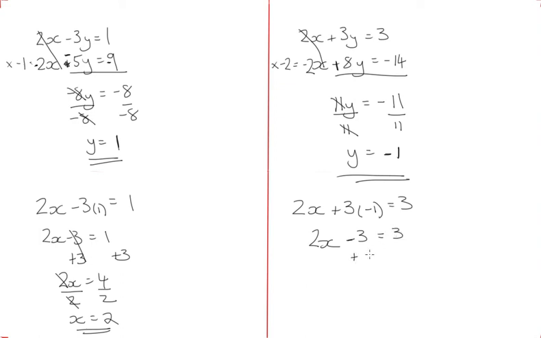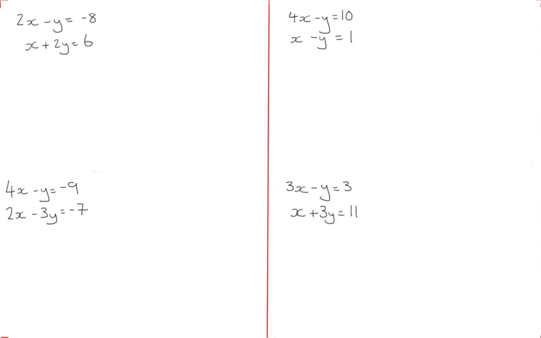So I want to get the numbers on the other side, so I plus 3 to both sides. That cancels, so I'm left with 2x is equal to 3 plus 3 is 6, and then divide both sides by 2. They cancel, so you're left with x is equal to 6 divided by 2, which is 3. So I figured out what y is, and I figured out what x is. Okay.